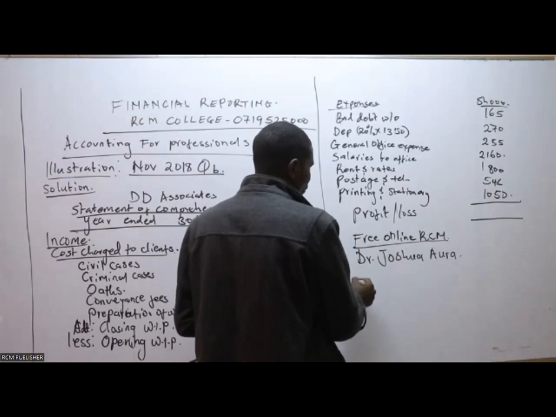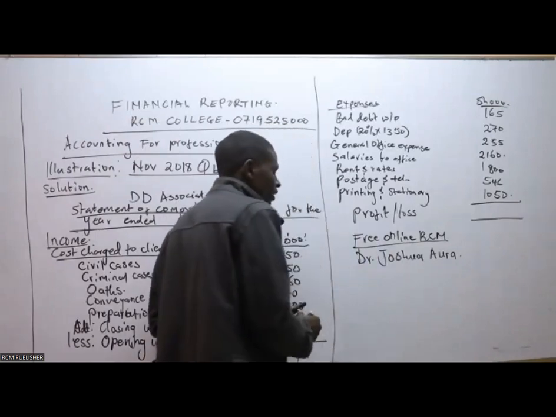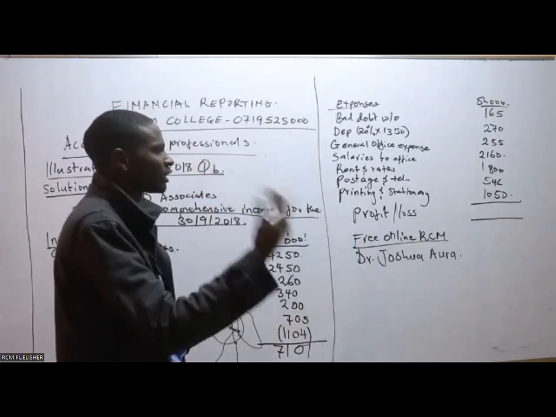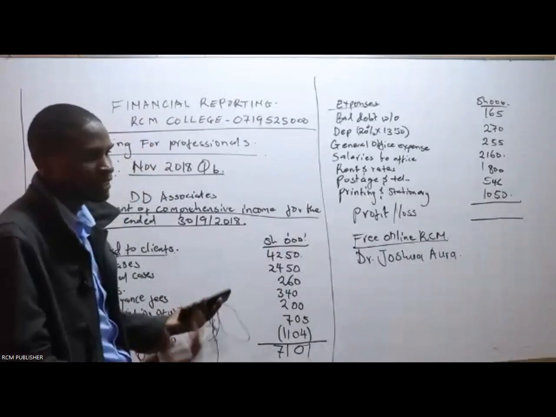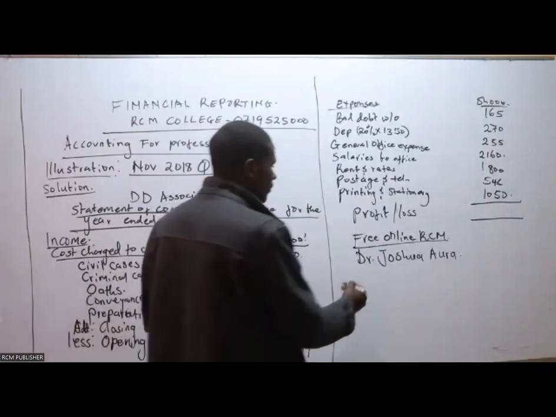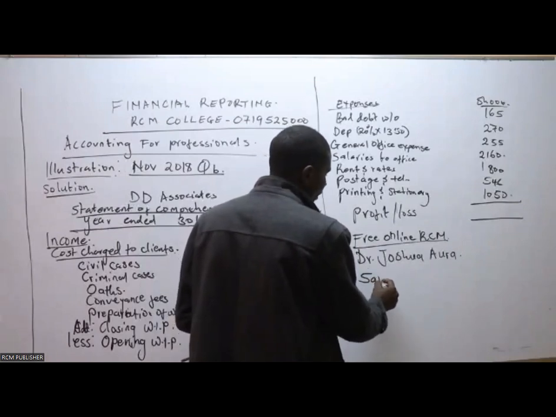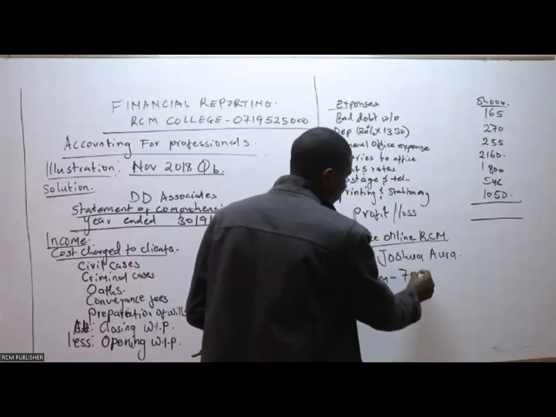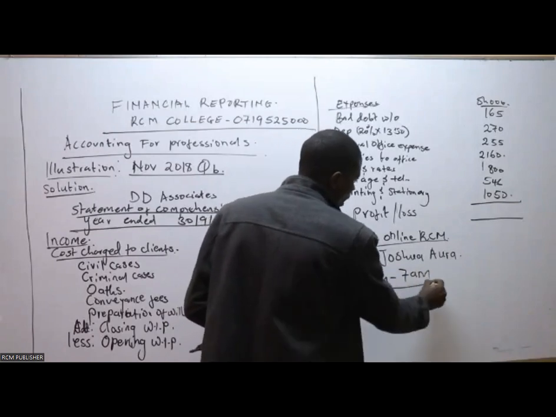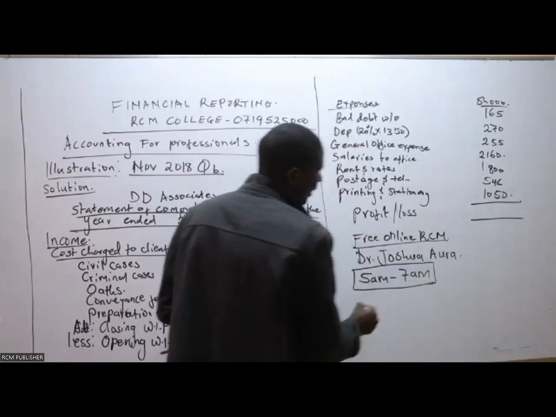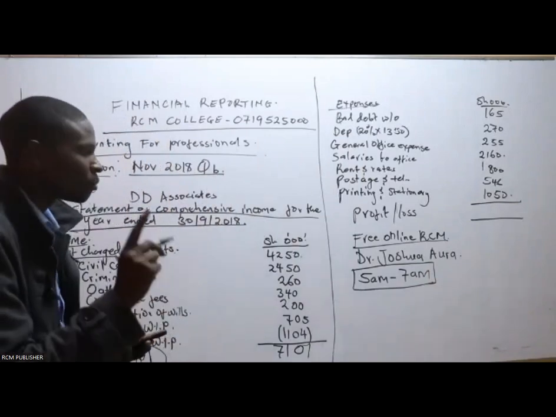We as RCM have decided that intermediate level students who struggle attending evening classes can attend early morning classes. We have introduced early morning classes, and they start from 5 a.m. to 7 a.m. This is a very nice time, a 2 hour class. Yani unaenda kazi ukiwa already umesoma.